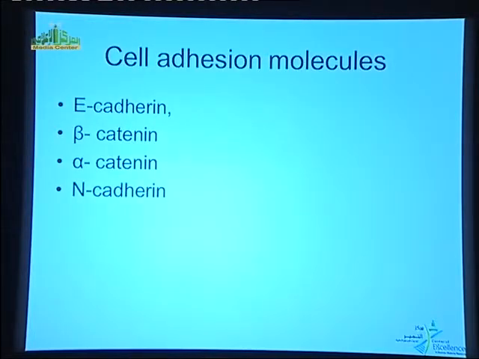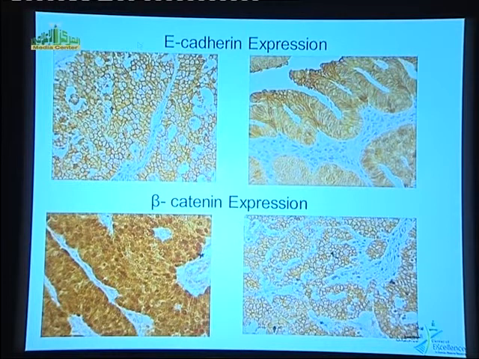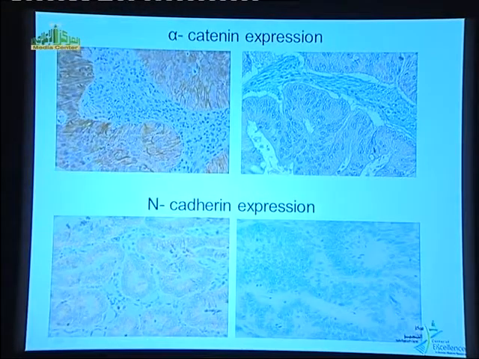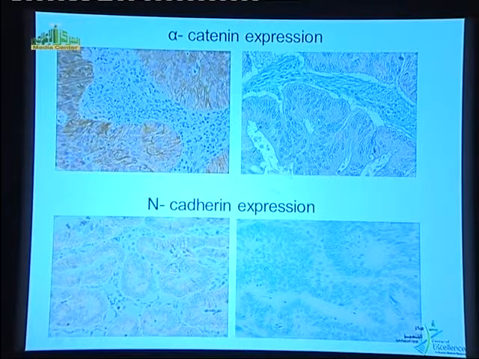Also, we studied cell adhesion molecules, selecting E-cadherin, beta-catenin, alpha-catenin, and N-cadherin. These are very important for homeostasis and for the coherency of the epithelial cells. This is the expression of E-cadherin, membranous or cytoplasmic; beta-catenin, nuclear, membranous, and cytoplasmic; alpha-catenin if positive; and N-cadherin if it's positive or negative.